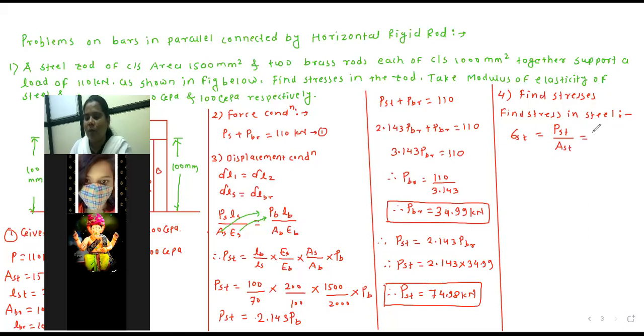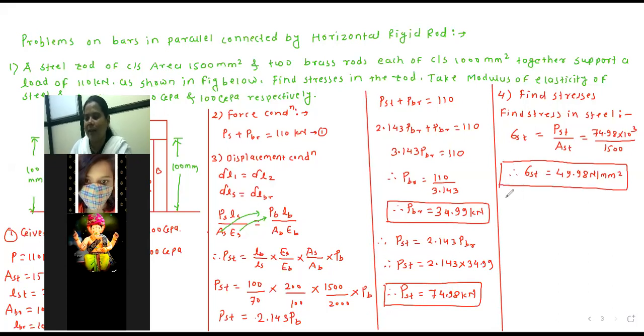Force in steel is 74.98. Now the area is in mm square, so we will convert the force into Newton, that is 10 raised to 3, divided by area, which is 1500. Therefore, stress in steel, sigma ST, is equal to 49.98 Newton per mm square. This is the stress in steel.